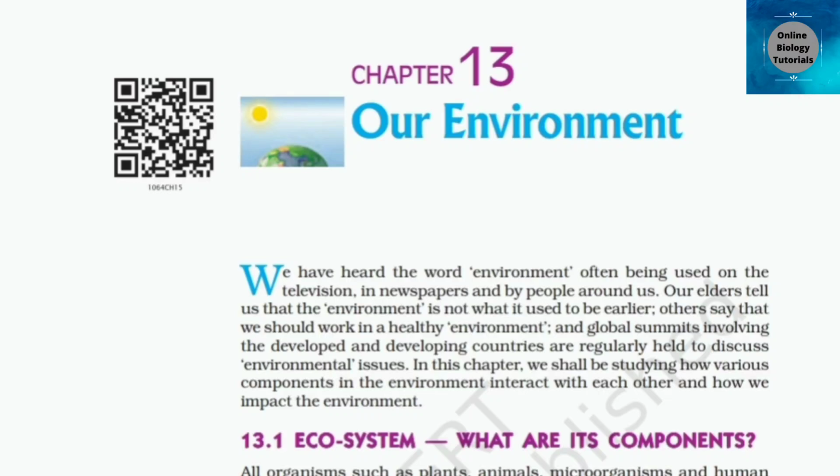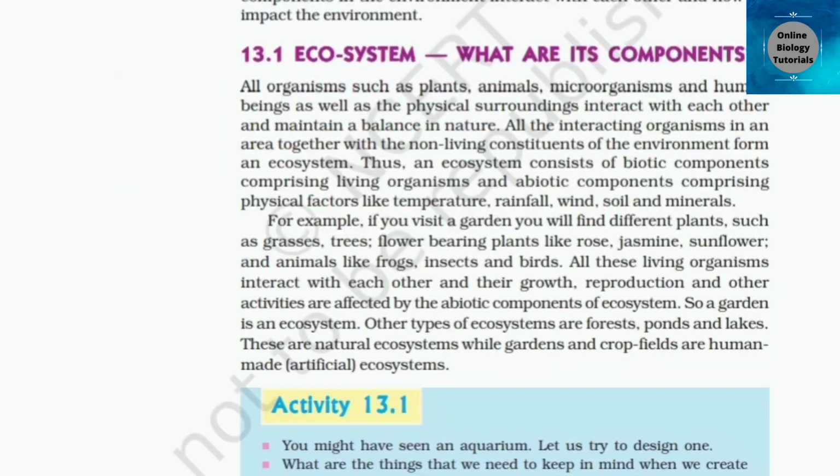In this chapter, we shall be studying how various components in the environment interact with each other, and how we impact the environment. 13.1 What is an ecosystem? What are its components? All organisms such as plants, animals, microorganisms, and human beings, as well as the physical surroundings interact with each other, and maintain a balance in nature. All the interacting organisms in an area together, with the non-living constituents of the environment form an ecosystem.